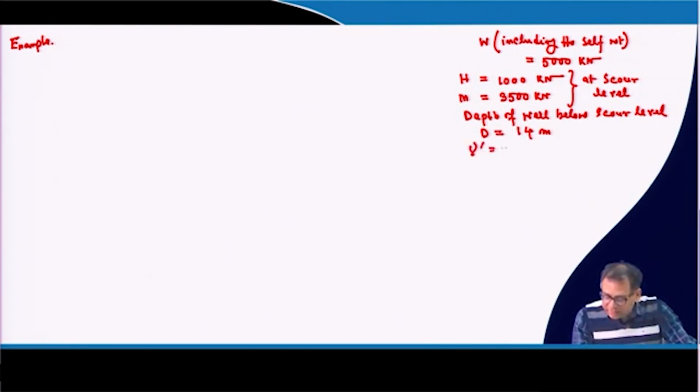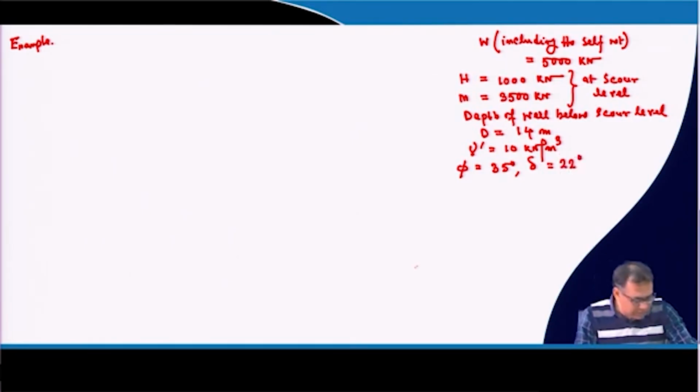Then gamma dash, submerged unit weight of the soil, is 10 kilonewton per meter cube. Phi is given 35 degree. Delta is 2/3 of phi, but it should be restricted up to 22.5 degree. So, it is taken 22 degree. Now, outside diameter of the well is 5 meter. Inside diameter of the well is 3.5 meter.